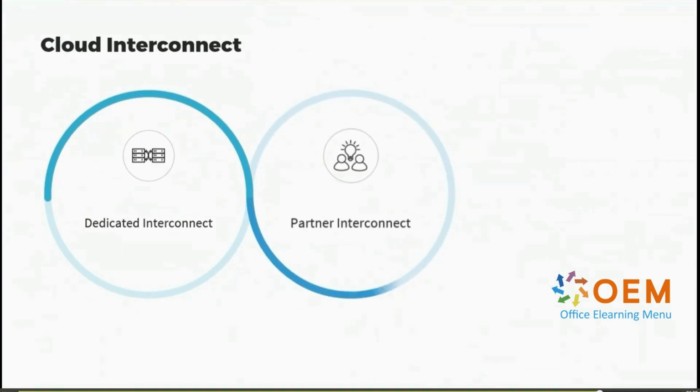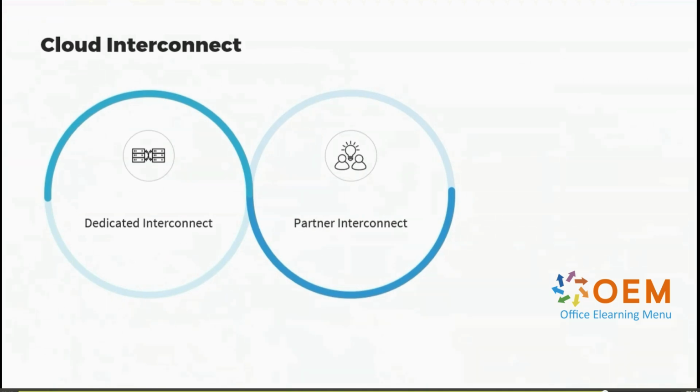Another option is called partner interconnect. Here, the connectivity occurs through a service provider. That service provider will be drawn from a list of providers who already have established physical connections to Google's cloud infra. This is not quite as heavyweight as dedicated interconnect. Also, it simplifies the setup process because the service provider takes the onus of managing the physical infrastructure and the connectivity.